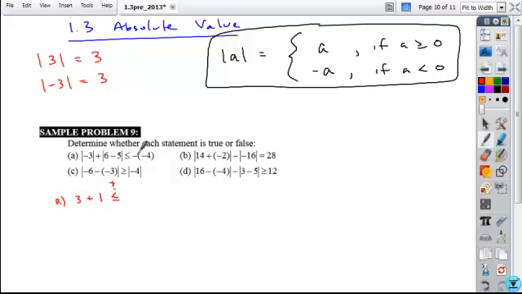When you subtract, it's like adding the opposite, so we add the opposite, change the sign to a 4. So is this a true statement? Yeah, 4 is less than or equal to 4 because it is equal to it. Okay, so that's a true statement.